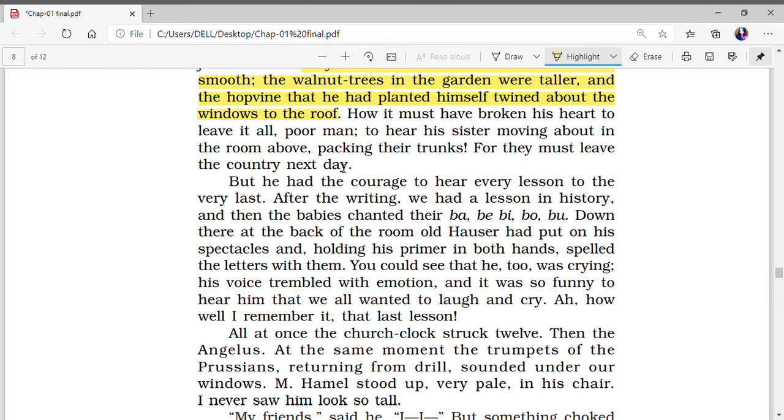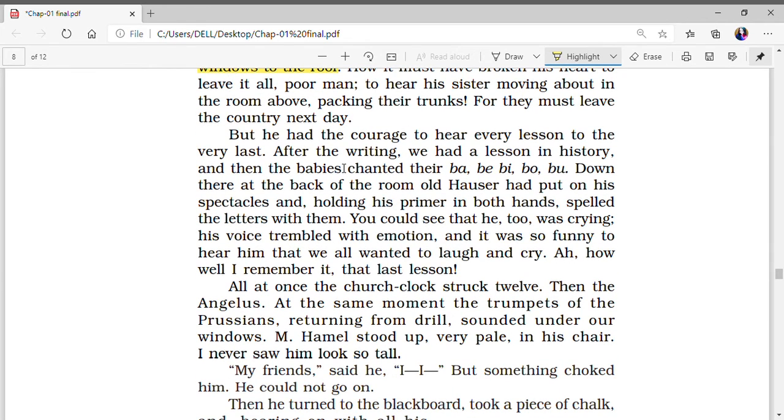How it must have broken his heart to leave it. Also, Franz is trying to empathize now with his teacher. Poor man, to hear his sister moving about in the room above, packing their trunks. So the sister of M. Hamel is packing the trunks, because they are moving to another country next day, because of course there might be no occupation for him left as there is no need of the French language now. And of course they are defeated, so they'll have to leave the country.